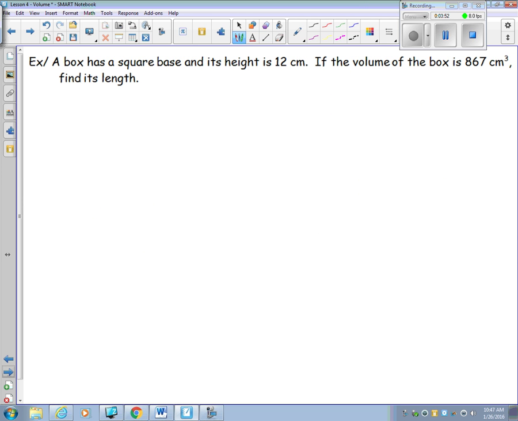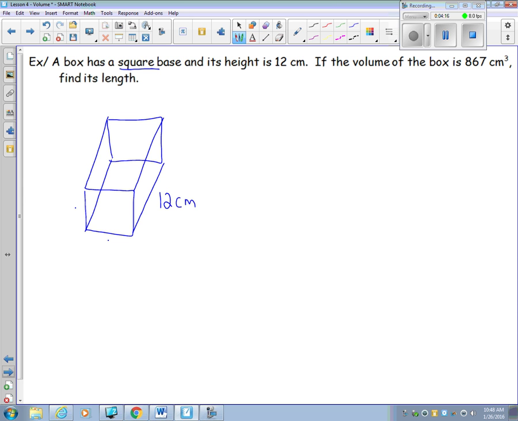Okay, look at the third example here. We have a box with a square base. Okay, square base is kind of important. So if I make a square on the bottom, and then a box, right, I've got a vertical height here, if you will. Okay, there's my box. The base is square, right? These 2 things are both going to be the same. The height is 12. So my height is 12.